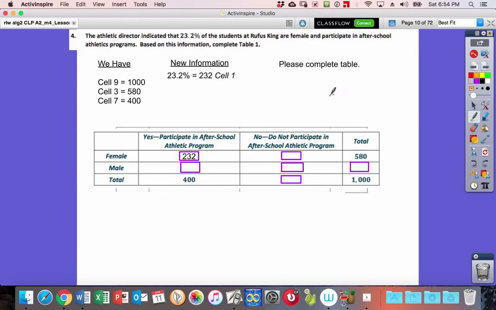Now they want to know, can we complete the table? I think you can. If you know this is 580, you know 232 plus something has to equal 580, so you would say 580 minus 232 to get that number. If you know there's 1,000 students and 580 are female, I bet you can figure out how many are male: 1,000 minus 580. So I'm going to end this video now and have you fill out that table for me, and I will go to video 2. Thanks.